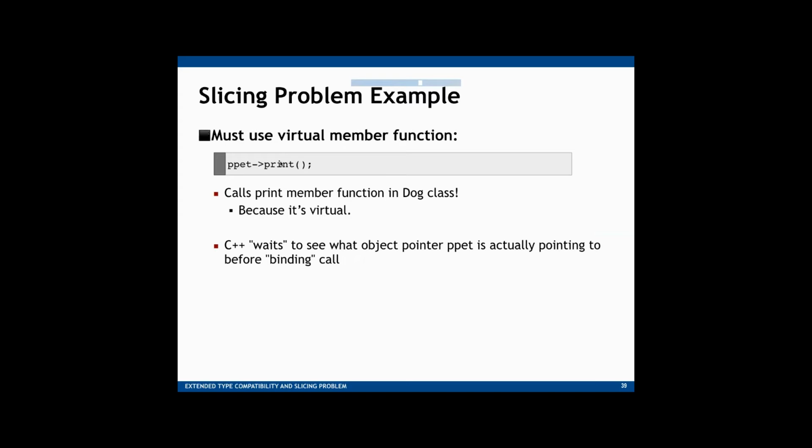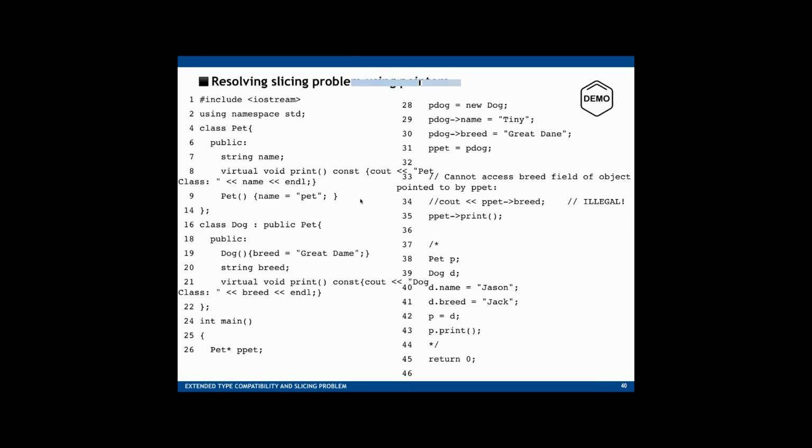Using this way, even though the ppet variable is of type pet class, the print function defined in the dog class will be invoked because the ppet variable stores an object of dog type. Because the virtual function is invoked based on late binding that we learned in the previous session, the dog class's print function will be called, so the value of breed will be printed as well. So this is how you avoid the slicing problem. Let's look at demo code for this.